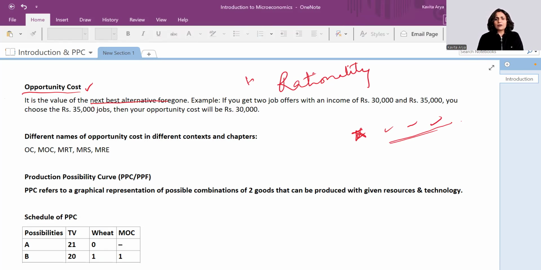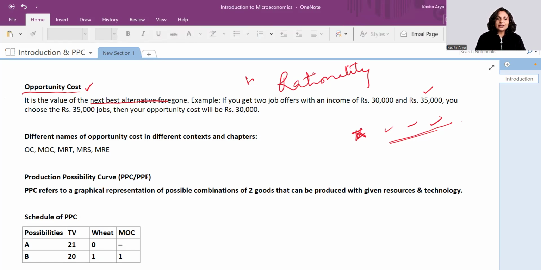Now, for example, if you get two job offers with an income of 30,000 and 35,000, you being a rational person, other things remaining the same, meaning there would be some other criteria which would be similar, the only difference being this pay package, you would go by 35,000. So the next best alternative was 30,000. So the opportunity cost of 35,000 is not availing 30,000, right?